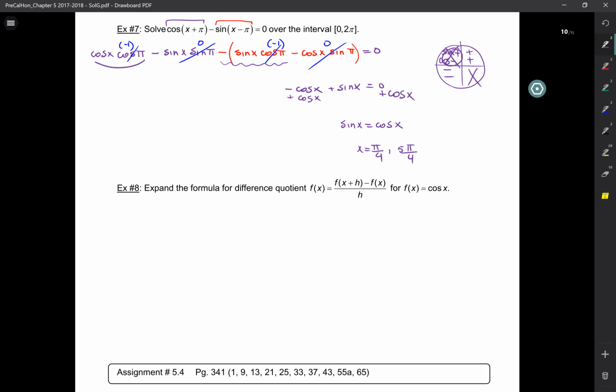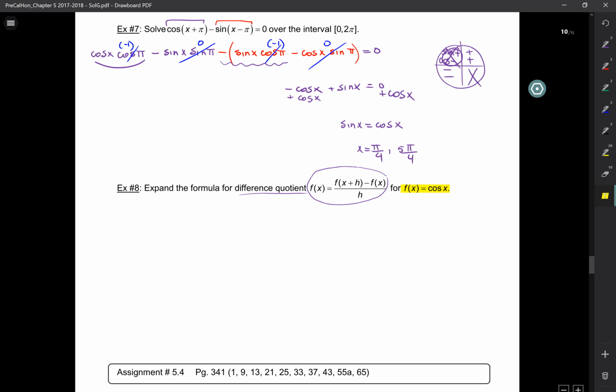So this one says to expand the formula for the difference quotient. And again, this is one that's straight out of calculus, but we're going to visit this. We're going to do it at length in chapter 12, like in May. So basically, we have to expand this for the function that we're given.